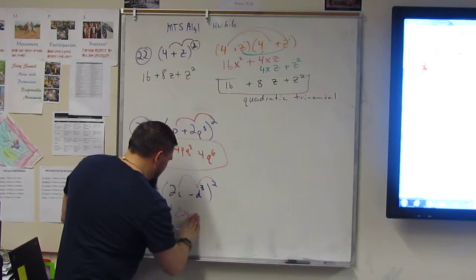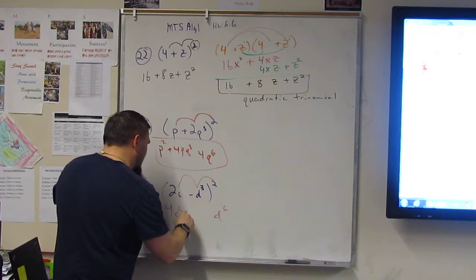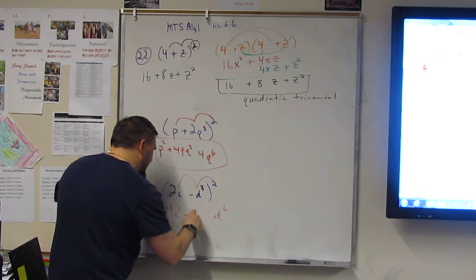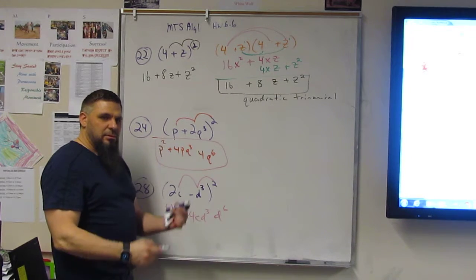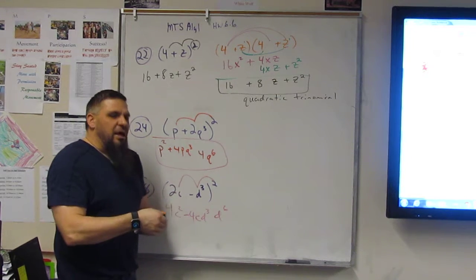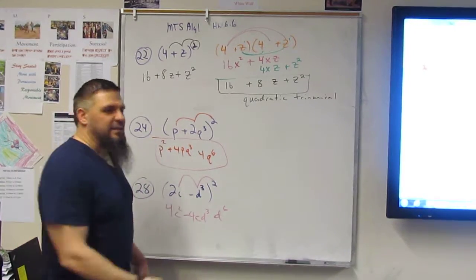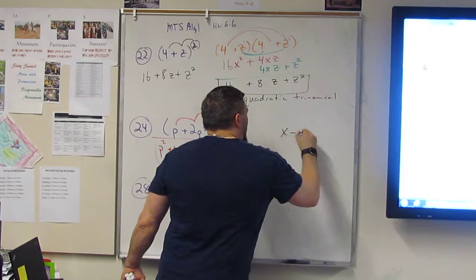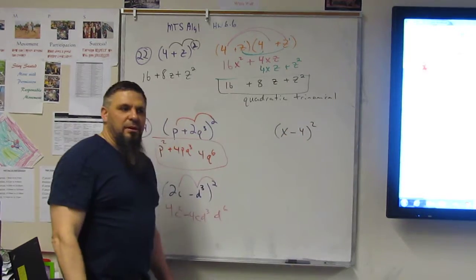Let's spread this out a little bit. c to the 6. Put d to the 6 out here. This would be minus 4cd cubed. Okay? Now, in the other period, we did the easier one. So let's do an easier one just so you guys see it. x minus 4 squared. Alright?